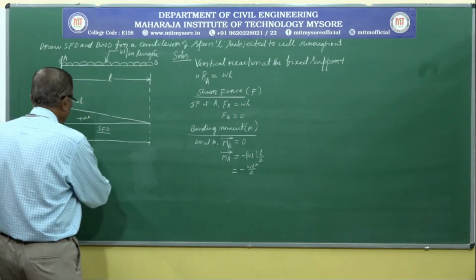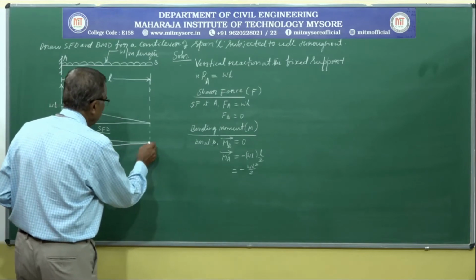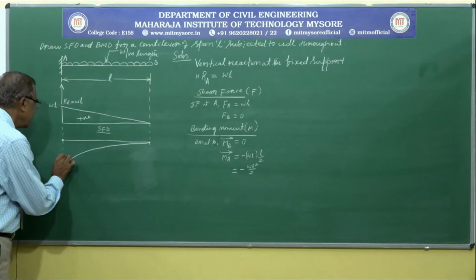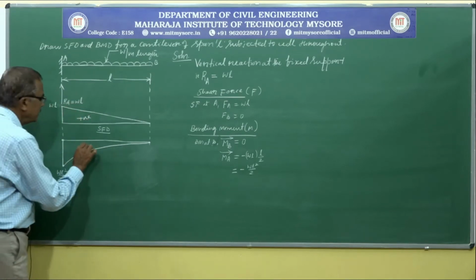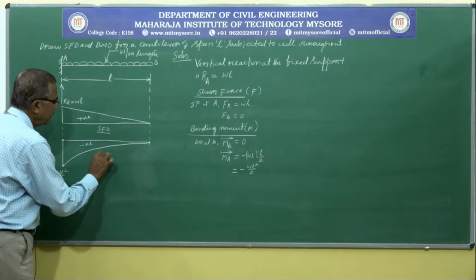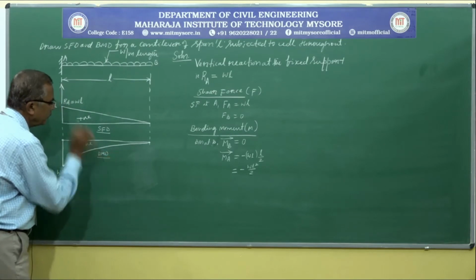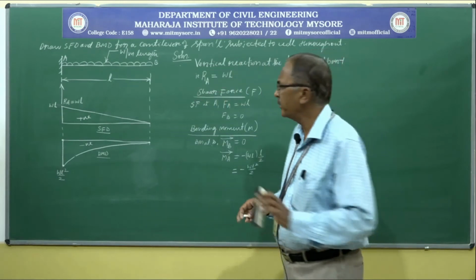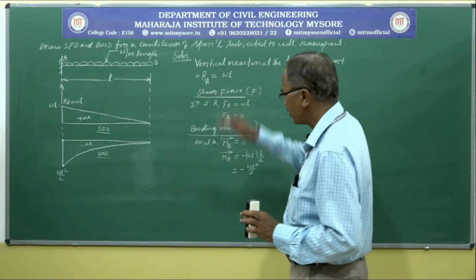So we can see the parabolic variation between A and B, and finally join with the reference line. It is a negative bending moment diagram. So like this you can draw a shear force diagram and bending moment diagram for a uniformly distributed load.